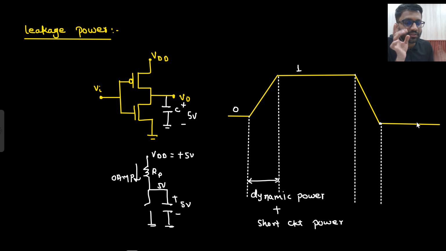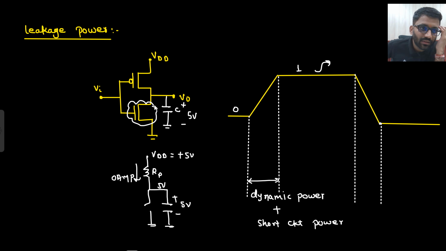If this current is 0 amp, that means your static power, which we are analyzing here when your input is constant, is known as static power, and it should be 0. When input is constant, your power should be 0. But because of the leakage, there is some power. Because of the leakage, this NMOS will drive some current. Are you getting this point?